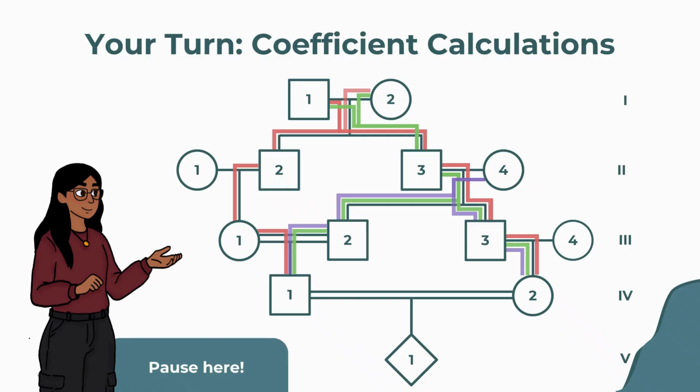For anybody watching at home, you can try calculating the coefficients of relatedness and inbreeding here. Pause before you reveal the answers.